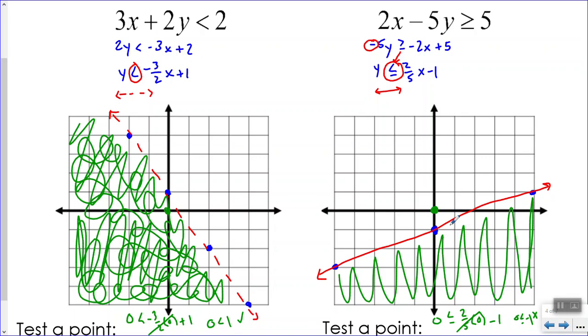Then we go ahead and graph our boundary line. We have a y-intercept of -1 and a slope of 2/5. Because we have that or equal to, that's a solid line. Then the last step is to check a point. Again, we can use the origin since it's not on our boundary line. And 0 is not less than or equal to -1, so we shade the other side, that's the area below the boundary line.